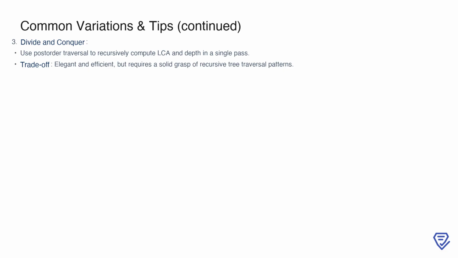Finally, the divide-and-conquer approach is another powerful alternative. By leveraging post-order traversal, you can compute both the depth and the LCA of the deepest nodes in a single recursive pass. This method is elegant and highly efficient, making it a great choice for this type of problem. However, it does require a solid understanding of recursive tree traversal patterns. If you're comfortable with recursion, this approach can simplify the problem and help you directly address both tasks, depth calculation and LCA identification, without redundant computations. With practice, mastering these strategies will make you well prepared to tackle variations of this problem and similar tree-based challenges.